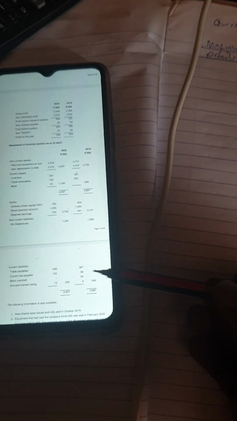Where is this money coming from? That's what we're working on. We're talking about the movement of cash. So here, don't forget there's a bank overdraft, which means at the start we had an overdraft of 84. How are we arriving at 53 kwacha?